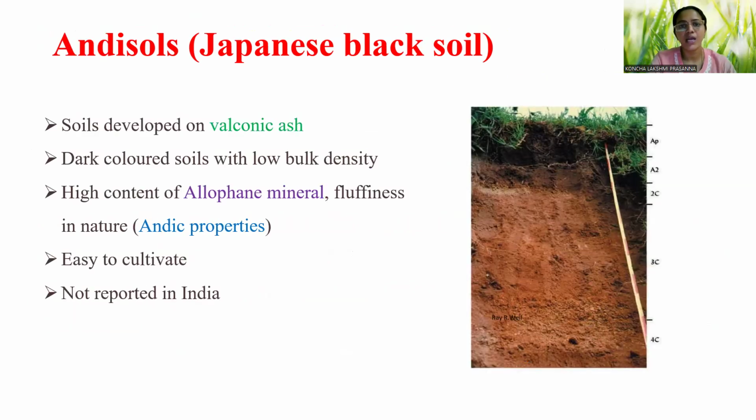Next is the andisols. Andisol comes from the Japanese word for black soil. These soils are developed from volcanic ash material. Andisols is a soil order which is developed from volcanic ash. These are dark colored soils with low bulk density. These soils have allophane-type minerals and are fluffy in nature, having andic soil properties. These soils are easy to cultivate and they are not reported in India.